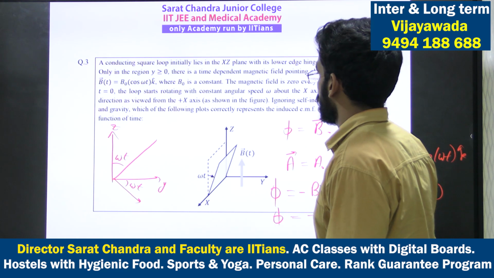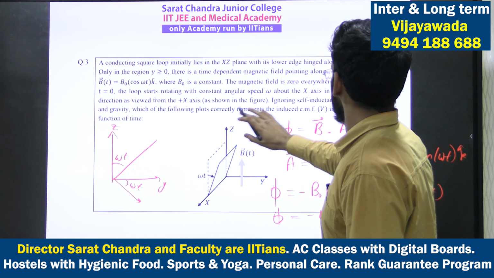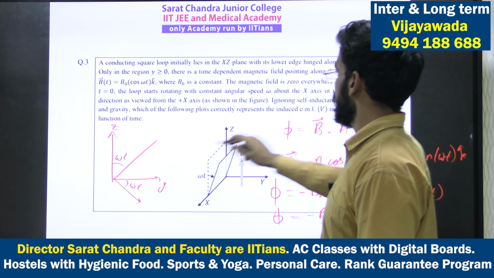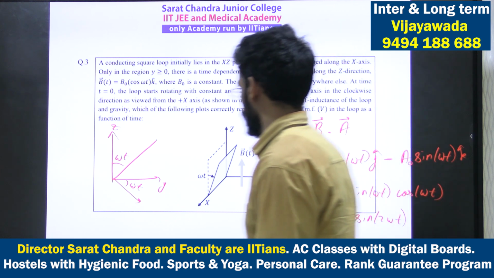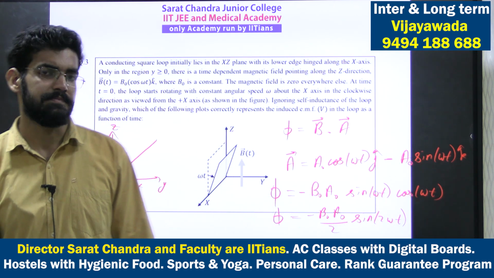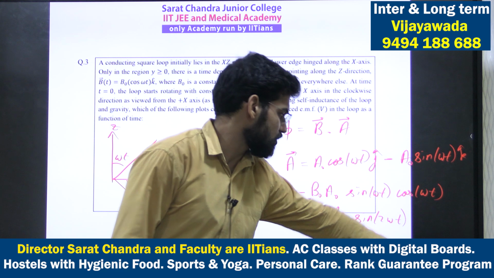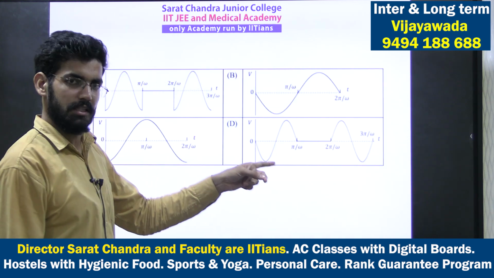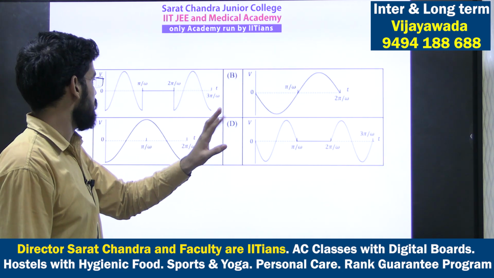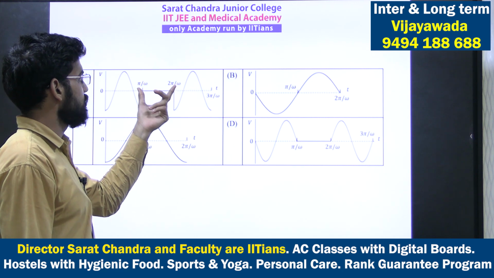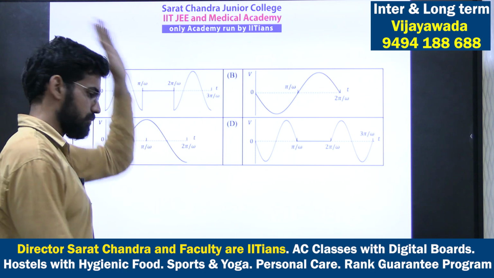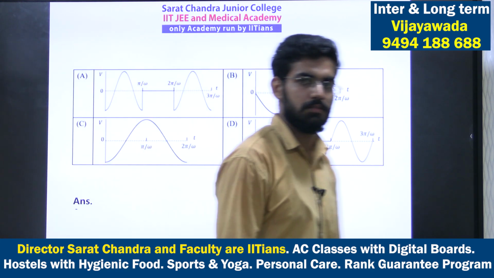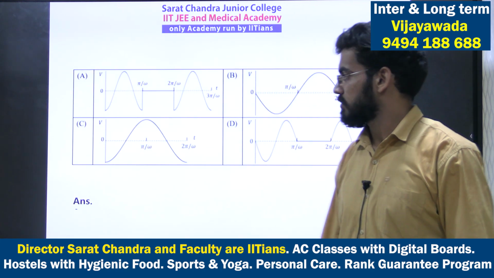And in the question itself he said that you can ignore the self-inductance of the loop and the gravity. So it is going with a constant omega. Actually the question is completed here, as it will be a repeating motion. We know from pi by omega to 2 pi by omega it should be 0, so here it is not 0. So option A directly. Understood?